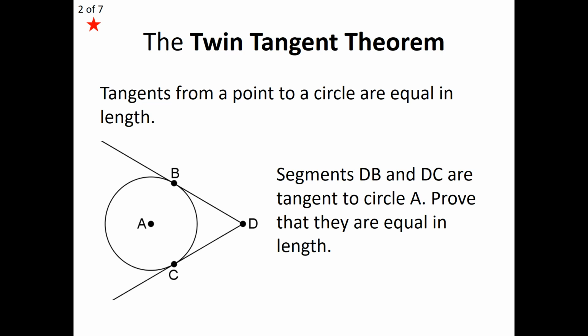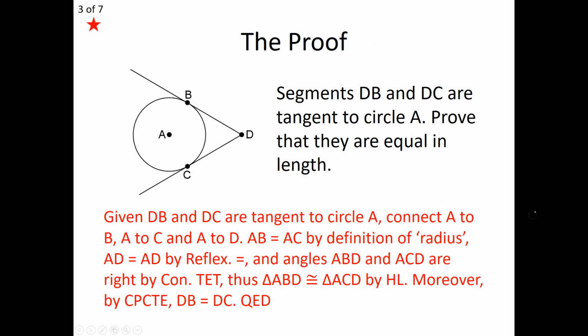We've got our circle A given to us such that there are 2 points of tangency, point B and point C. And these points of tangency are both drawn from the given point D that is on the exterior of our circle. We can prove that the segment produced DB and the segment produced DC are equal in length. Let's take a look at the proof of the twin tangent theorem.